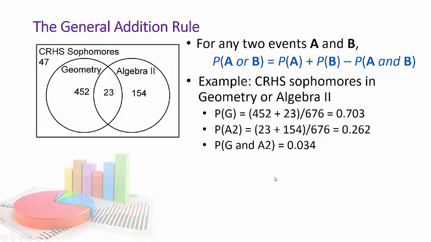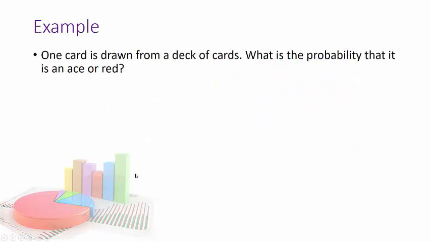So if I had the decimal values, I could figure this out from the Venn diagram as it is. But if I just gave you these decimal values without the Venn diagram, you could actually put them into the formula: add the probability of geometry, plus the probability of algebra 2, subtract out the overlap, and you get the same answer that you would get if you just said, oh, let me count these and divide by the total.